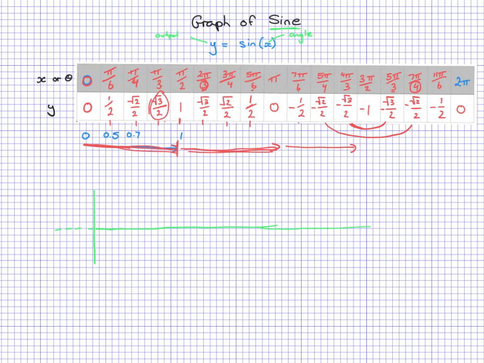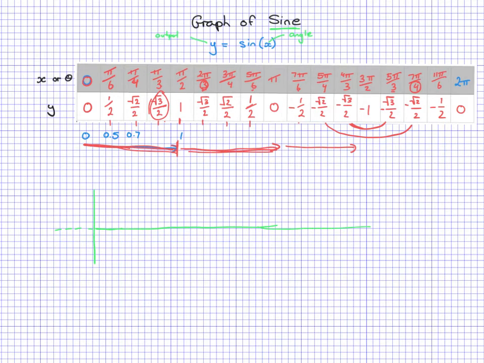So as you can see, it's gone a half, getting bigger out to 1, and then smaller, smaller, smaller to 0, and then smaller, smaller, smaller to negative 1, then bigger, bigger, bigger, back up to 0. So we've seen this cyclical function occurring.